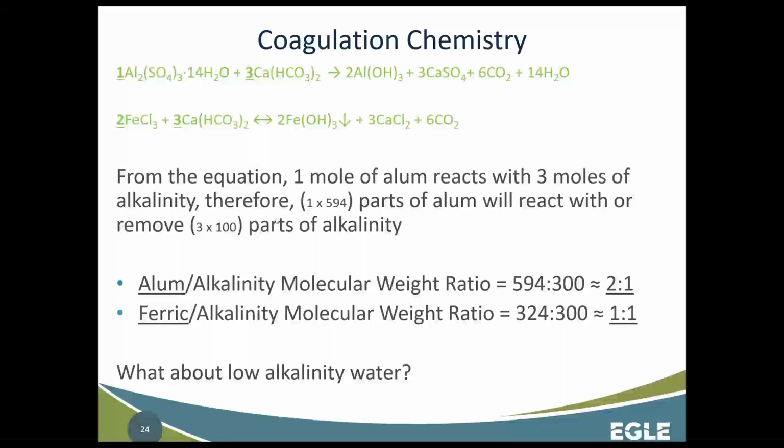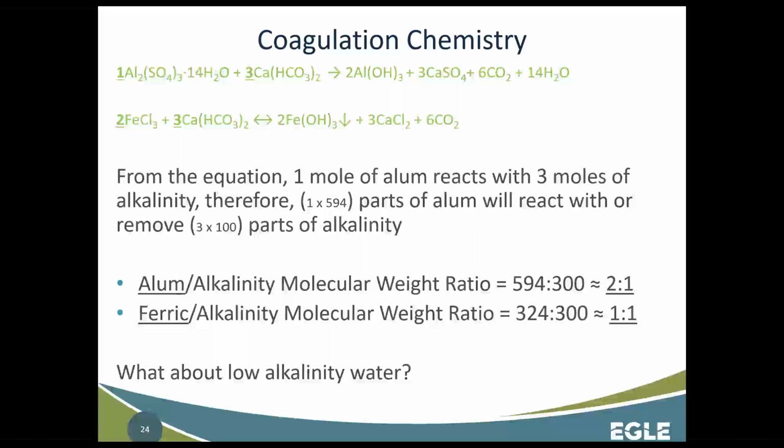Parts of alum will react with or remove 3 moles, and you'll see, this was 1 because we have 1 mole of alum, 594, that's the molecular weight of alum. 3, that's how many moles of alkalinity we have, and each mole weighs 100 parts of alkalinity. So when you get down here, you can look at the ratios between alum and alkalinity and ferric and alkalinity. And so you have 2 to 1 with the alum and 1 to 1 with the ferric.